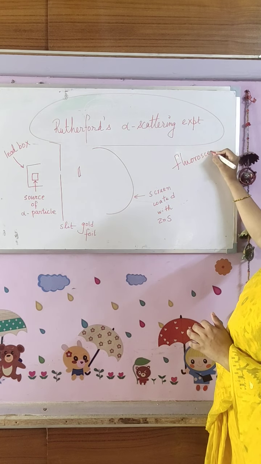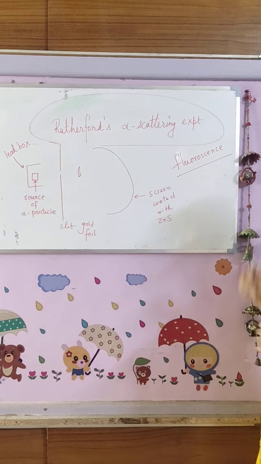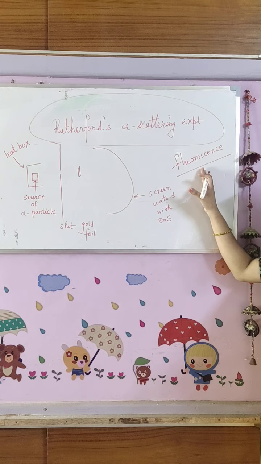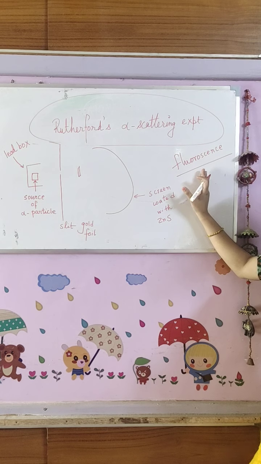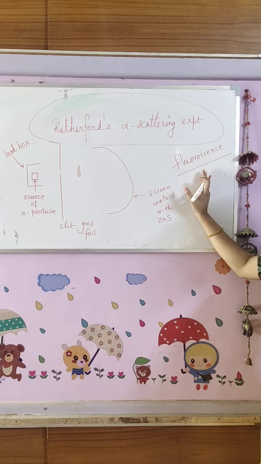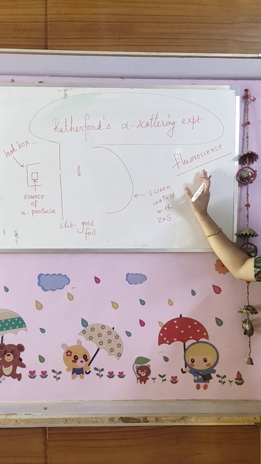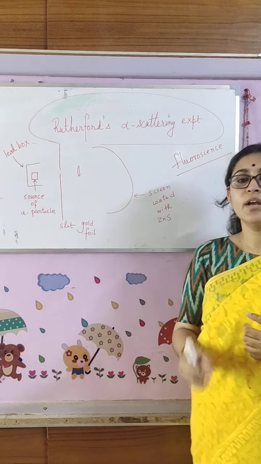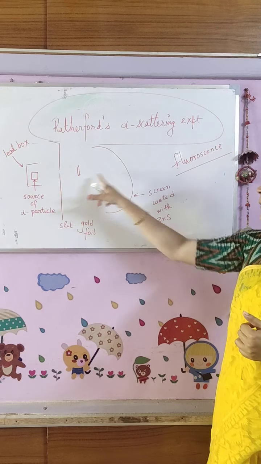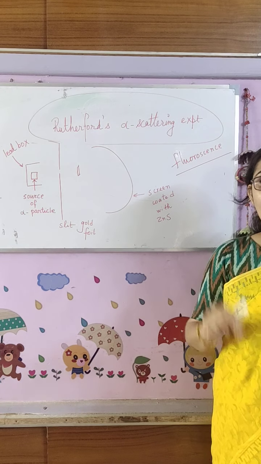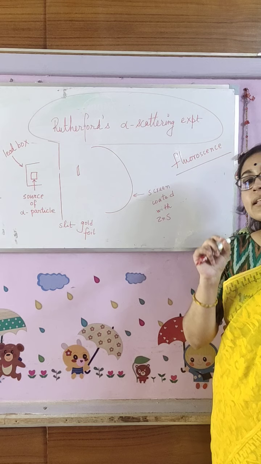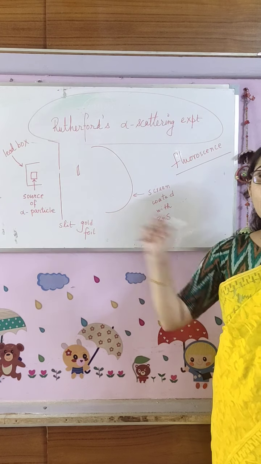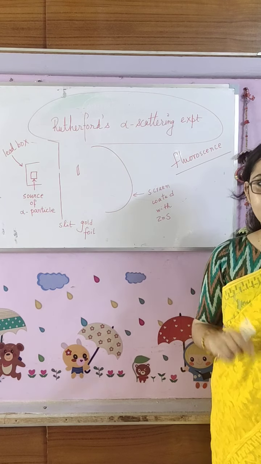What is this fluorescence? Fluorescence means a scintillation. Many of you have seen Jonaki poka, the firefly. What is it showing? A yellowish greenish yellow glow. Glowing and again coming down, glowing and again coming down. That type of glow we can observe for each alpha particle colliding on this screen. And from that light, we can understand where the alpha particles are coming and striking.